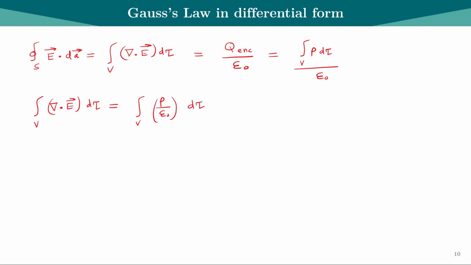And since this holds for any volume, the integrand must be equal. That means del dot E equal to rho over epsilon 0. This is Gauss's law in differential form.